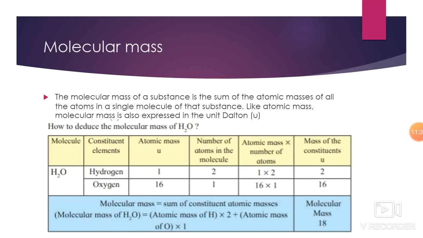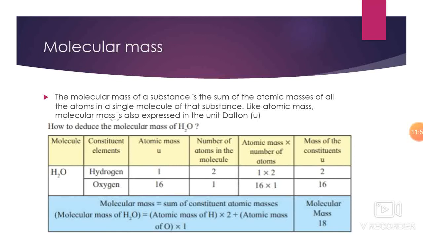Then atomic mass into number of atoms. We have to do this, then add the atomic mass of both the elements. Okay. So atomic mass into number of atoms. So for hydrogen it will be 1 into 2, that is 2. And for oxygen that is 16 into 1. Then mass of the constituents, we got the mass, that is 2 and 16.